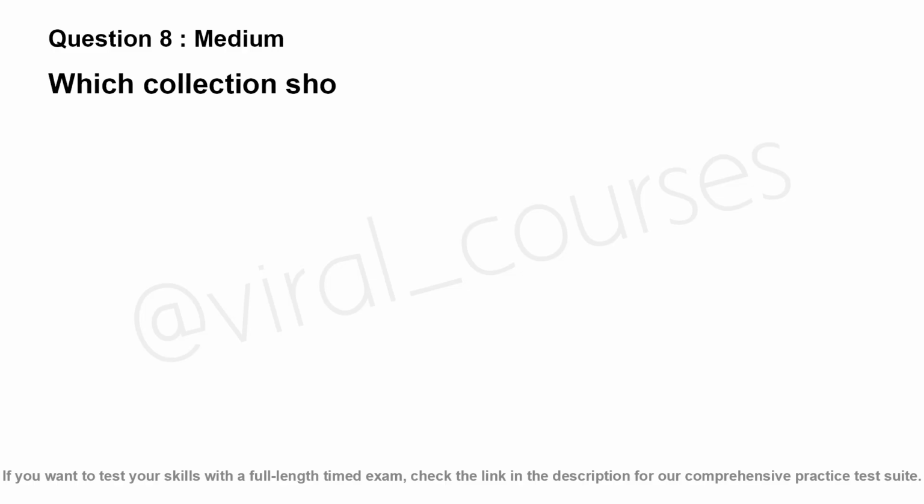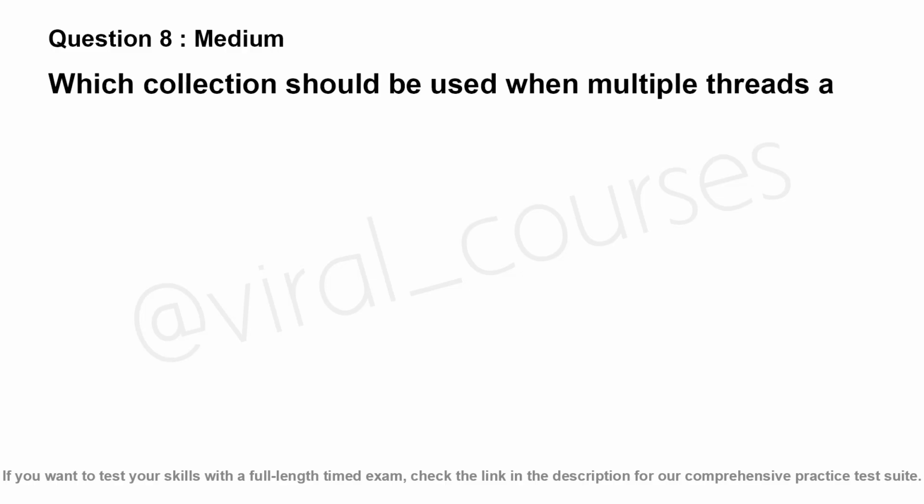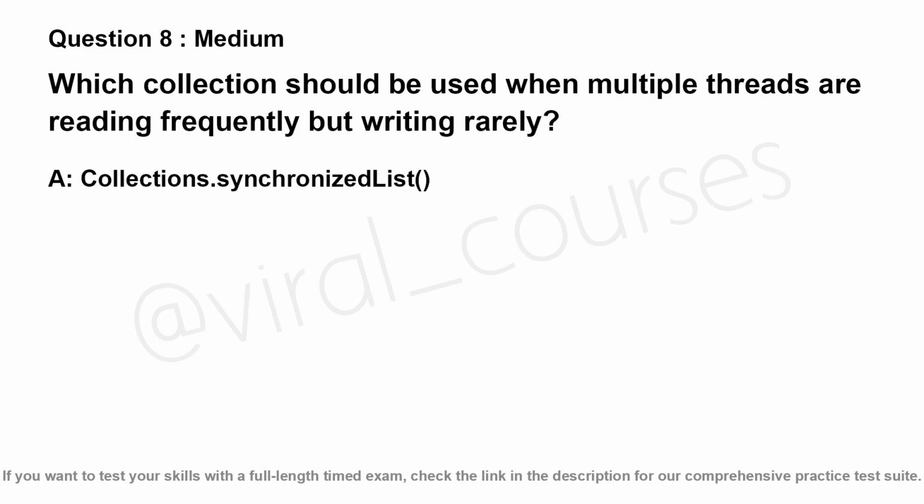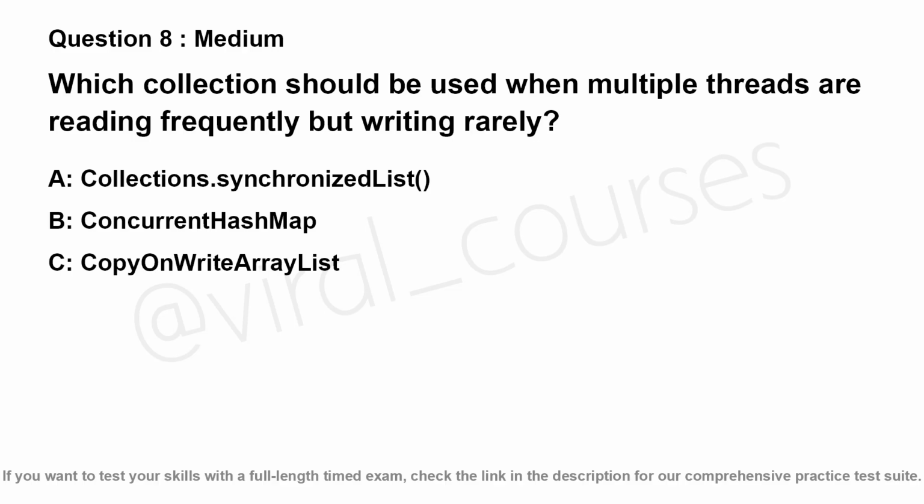Which collection should be used when multiple threads are reading frequently but writing rarely? Option A. Collections.synchronizedList. Option B. ConcurrentHashMap. Option C. CopyOnWriteArrayList. Option D. Vector.